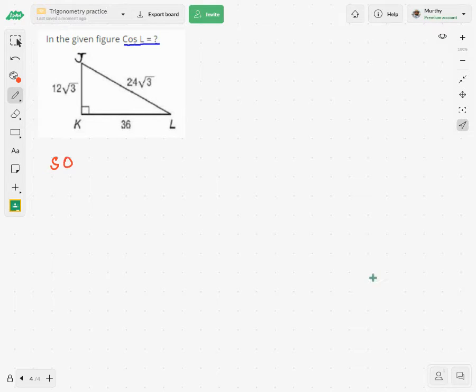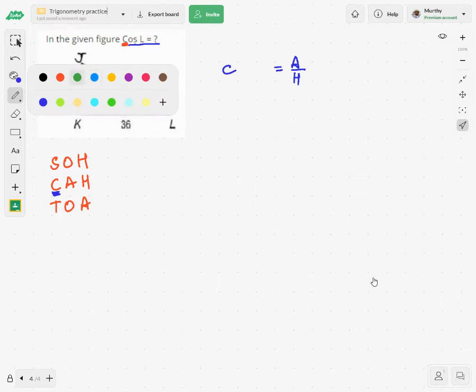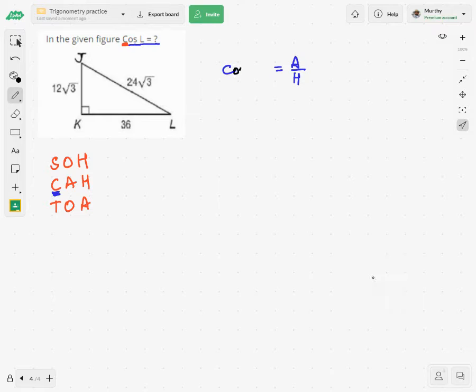SOH, CAH, TOA. I know that I have to find cos. Therefore, I have to take the second one, which is CAH. Therefore, C equals A over H. Now let me elaborate this one. That is cos, and the given letter is L. As in my previous class, I mentioned that this plays a vital role.